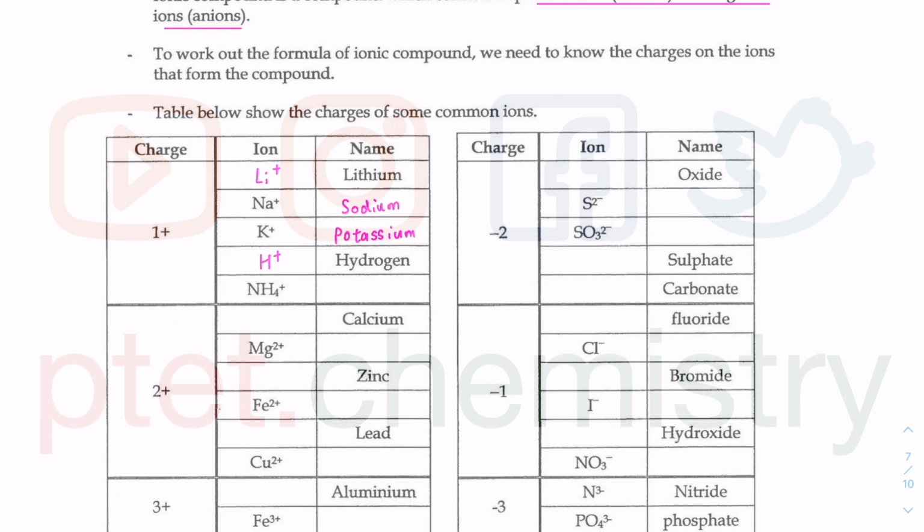NH4 plus is a very special one. NH4 plus is called ammonium. Do not confuse it with ammonia. Ammonia is this. Ammonia is a molecule. Ammonia has no charge. Ammonium is an ion, so this is called the ammonium ion. So when you are confused between words and also spelling, then you get confused between formulas.